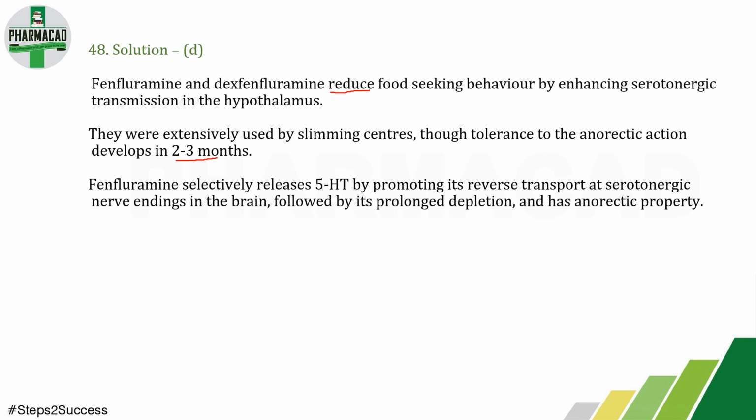As you can see, they are decreasing our will to eat. Hence, they are used in the obesity treatment. Hence, the correct option is D. And fenfluramine selectively releases 5-hydroxytryptamine by promoting its reverse transport at serotonergic nerve endings in the brain. So, it has anorectic property.